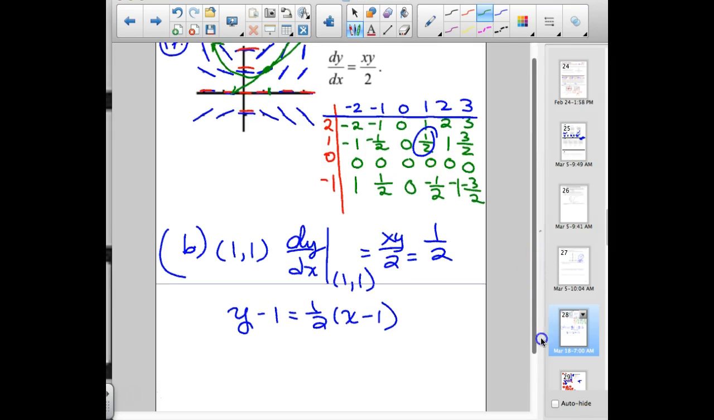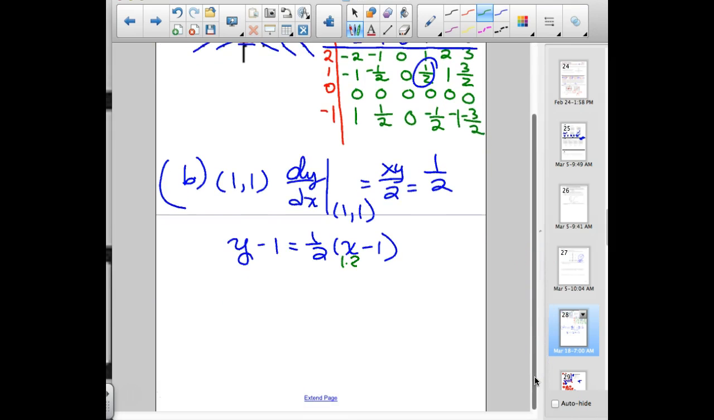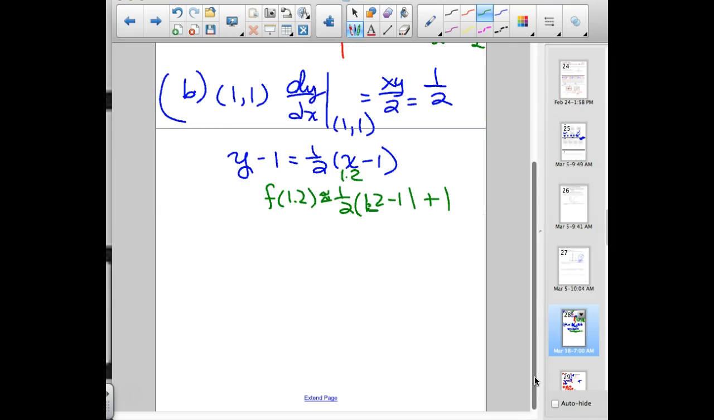So I'm going to plug 1.2 into my line. So I'm going to go like that. I'm going to say f of 1.2 is going to equal 1/2 of 1.2 minus 1. I'm just going to go plug it in, and then I'm going to add that 1 over. That's my linear approximation. I actually should put the squiggles on that one. And then I want to have a calculator. So I've got 0.2. I've got 1/2 of 0.2 is 0.1.